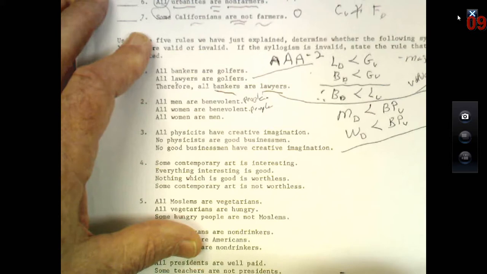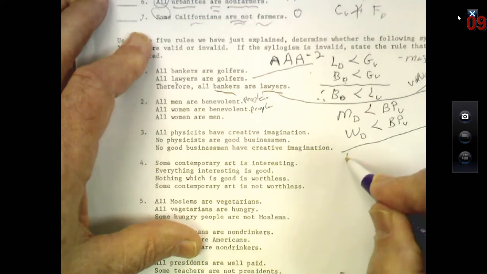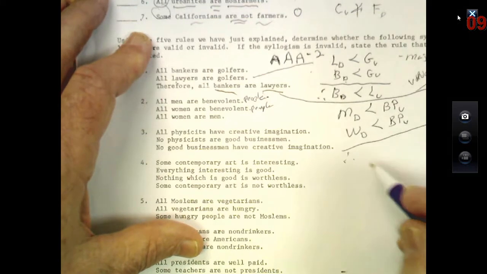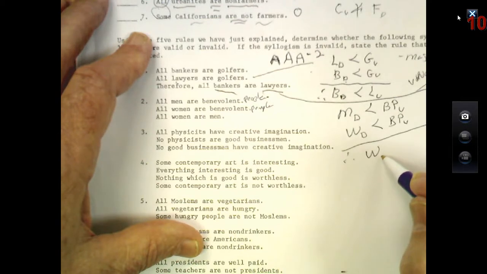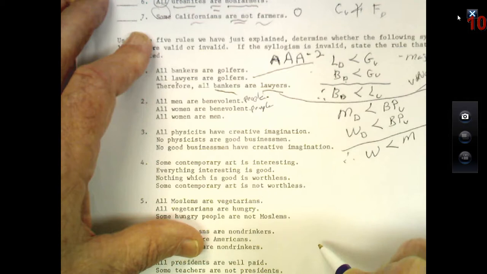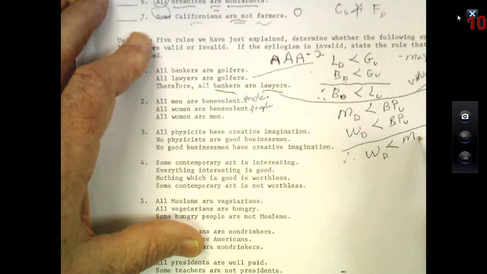Okay, so now we work on the conclusion. Yeah, you put three dots. Therefore, women, W, are men. Tell me about the distribution. It'd be distributed for women and undistributed for men.